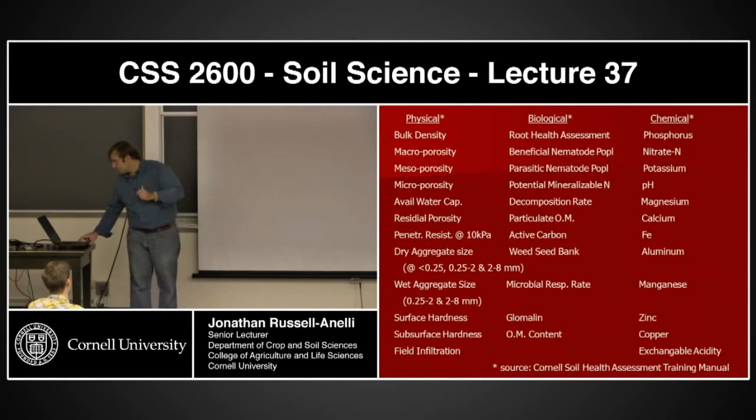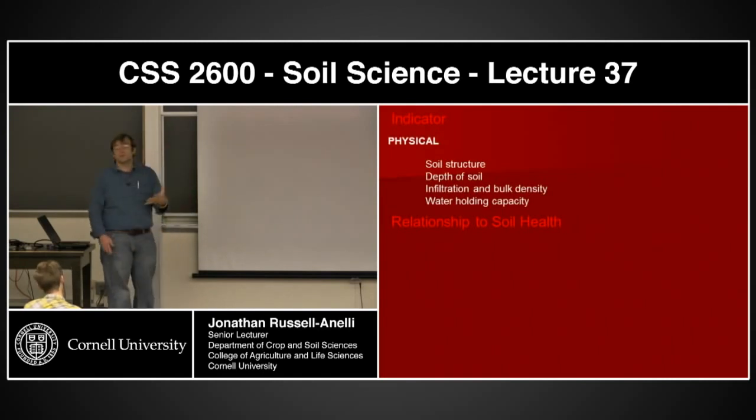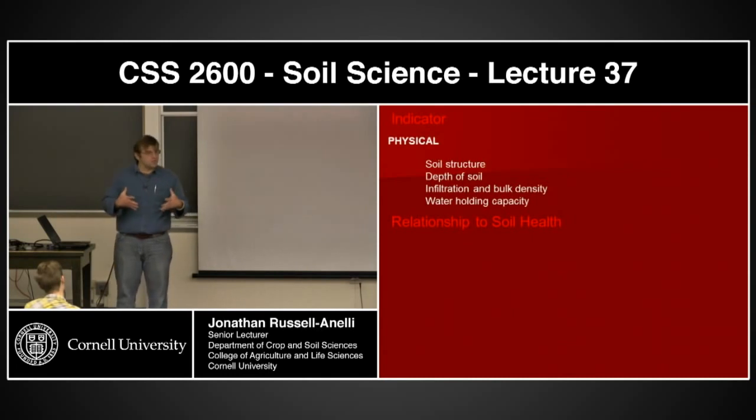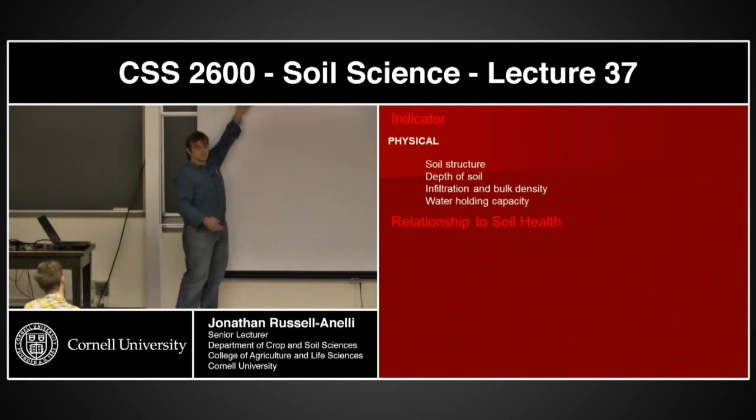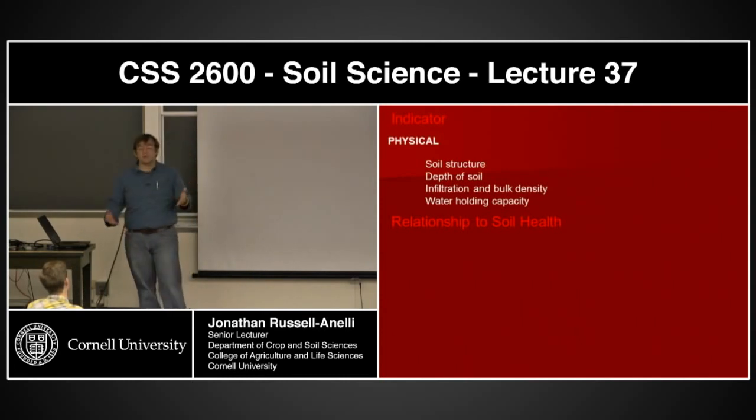Now let's think about some physical indicators. Some physical indicators that you guys know about at this point are soil structure, depth of soil, infiltration and bulk density, and water holding capacity. I'm going to ask you guys a question. I do expect an answer from this. What kind of relationships or characteristics or features do these indicators tell us about how a soil is functioning? Any ideas? Let's start with soil structure.